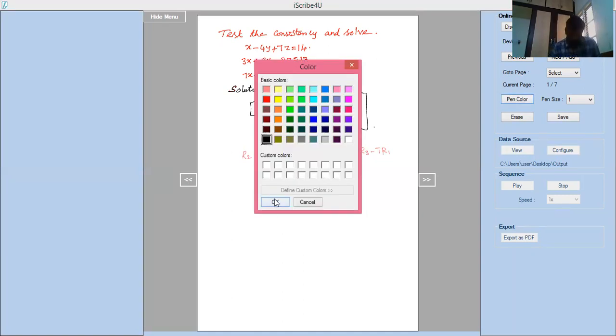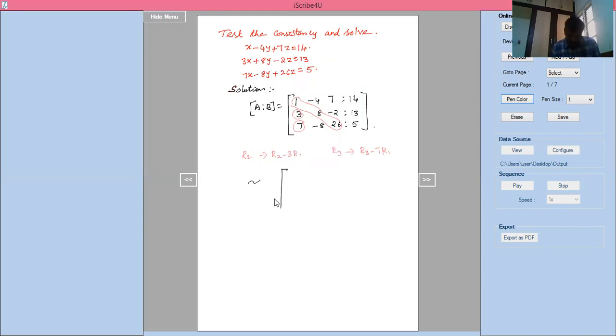Now if I simplify this, I'll get, first row as it is: 1, minus 4, 7 | 14. Next R2 is nothing but 3 minus 3, which is 0. 8 minus of minus 12 I'll write as 20. Next one: minus 2 minus 21 is minus 23. Next: 13 minus 42 is minus 29.